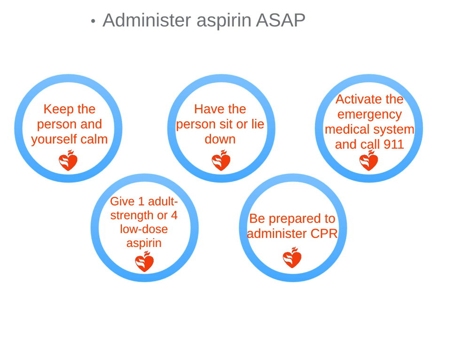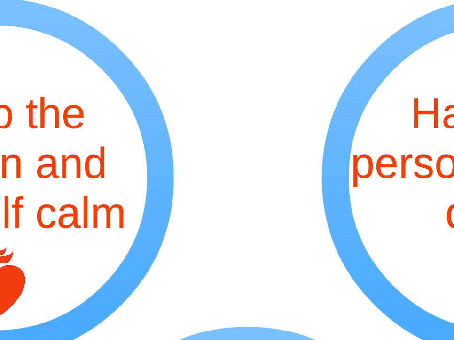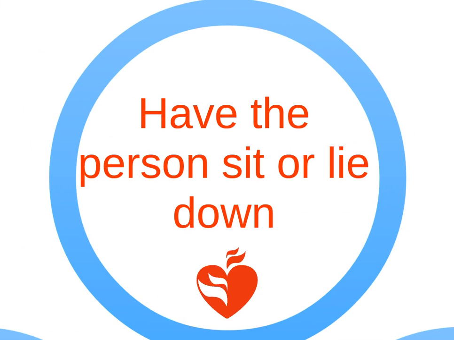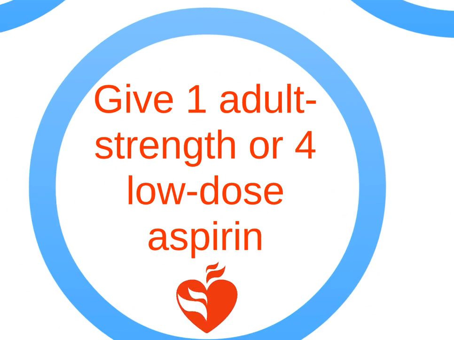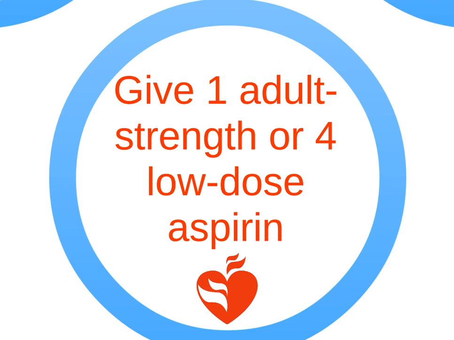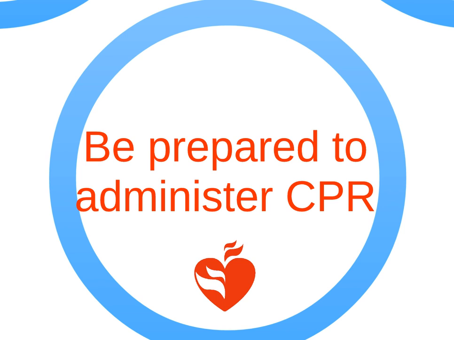Follow these steps when caring for a person experiencing a heart attack. Keep the person and yourself calm. Have the person sit or lie down. Activate the emergency medical system and call 911. Administer 1 adult strength or 4 low-dose aspirin tablets if there are no contraindications, and be prepared to administer CPR.